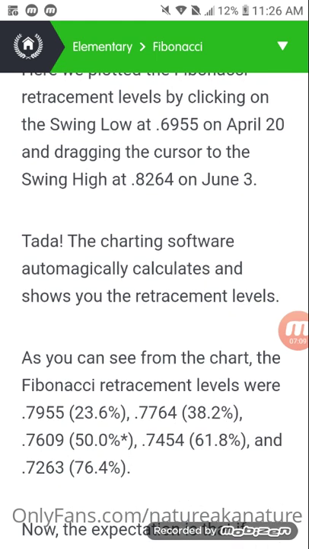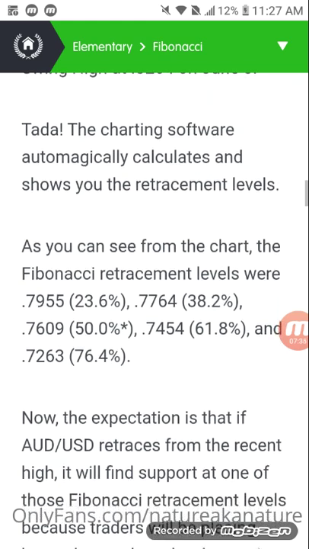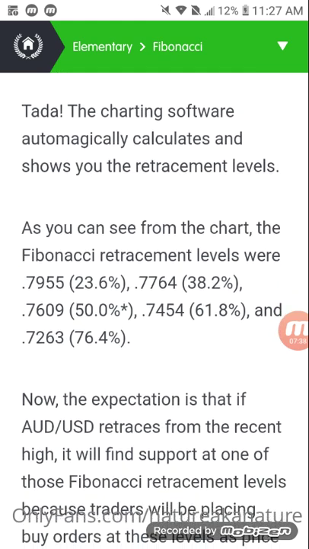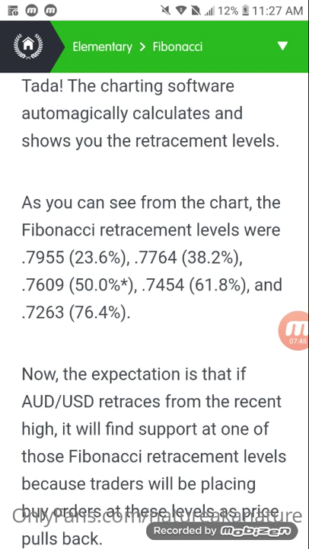As you can see from the chart, the retracement levels were 23.6, 38.2, 50, 61.8, and 76.4. These are the price levels the Fibonacci retracement levels were assigned to, with the numbers next to them. So now you have the expectation for Aussie USD. This is for an uptrend, but it works for a downtrend too. For an uptrend, it will always retrace. For a downtrend, it will always retrace.